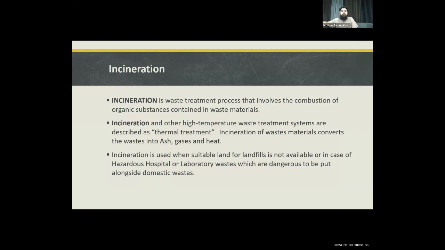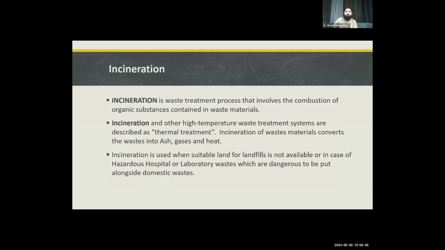So then there is another process called incineration. Incineration is a waste treatment process that involves the combustion of organic substances contained in the waste materials. Incineration and other high temperature waste treatment systems are described as thermal treatment. Incineration of waste material converts the waste into ash, gases, and heat.